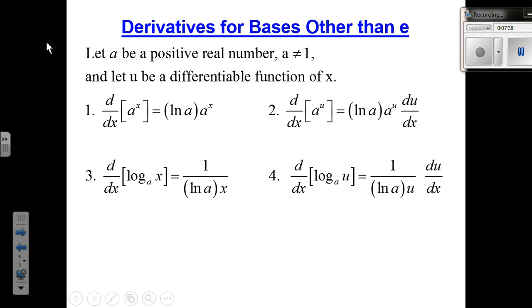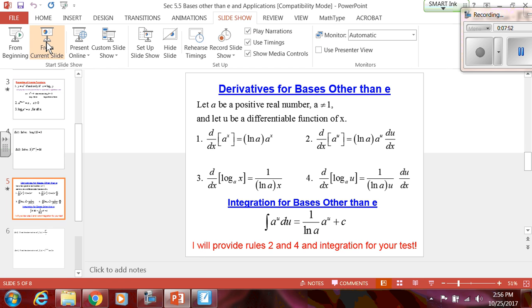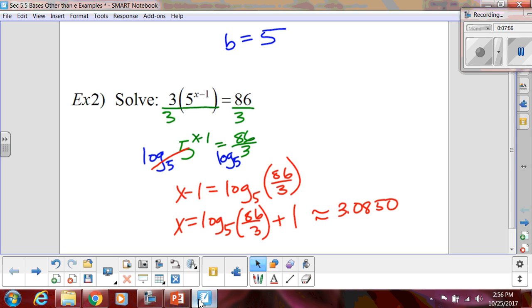So this looks very similar to e to the x, except we have that extra ln of a. And keep in mind, if I had e to the x, this would still apply. It's just that ln of e is 1, so we wouldn't have to write that, and it would just be e to the x. Let me exit out here and kind of convince you why that is the derivative.